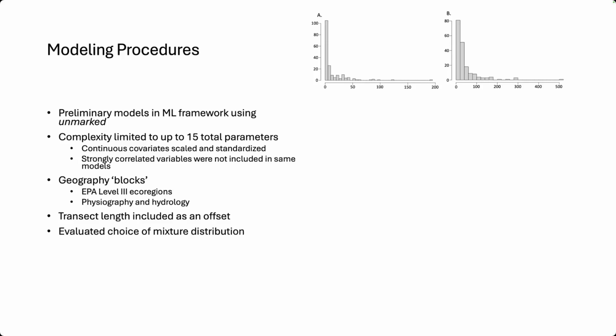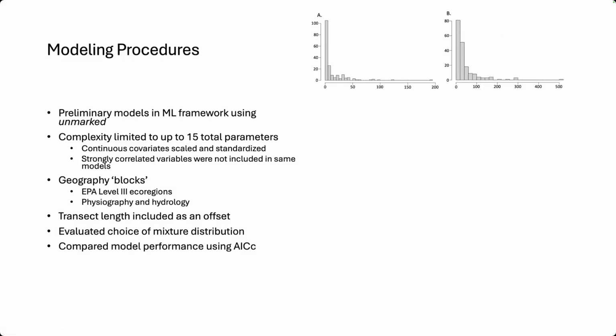And we also, of course, evaluated the choice of mixture distribution. You can tell from these histograms on the screen, this is our raw count data. On the left is for Cagle's map turtle, on the right is for Texas river cooter. You can see it's highly dispersed, and at least for Cagle's map turtle, that data is also zero inflated. For Texas river cooter, there's a lot of low counts, but it's not zero inflated. It's just highly dispersed.